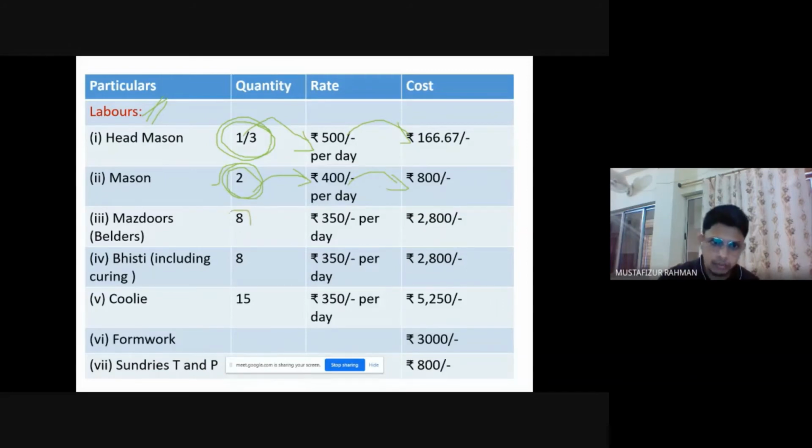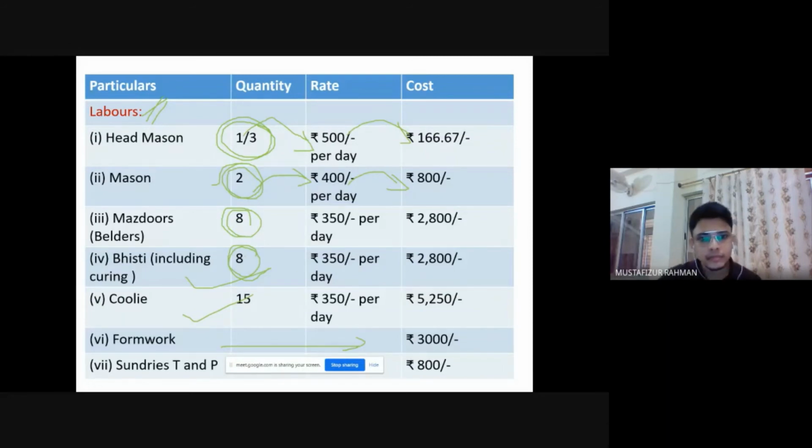Then these mazdoors and builders, we are getting these values from our idea based on those tasks or work turnout. You have to see that once again, and then based on that, we get how many mazdoors will be required, how many bhistis will be required, how many coolies will be required, and then formwork and other miscellaneous items. These are based on our experience, because these things won't be exactly the same as given by the guideline; they will vary from place to place, from time to time.